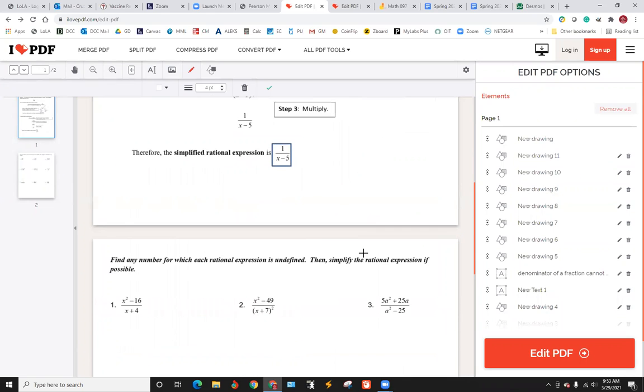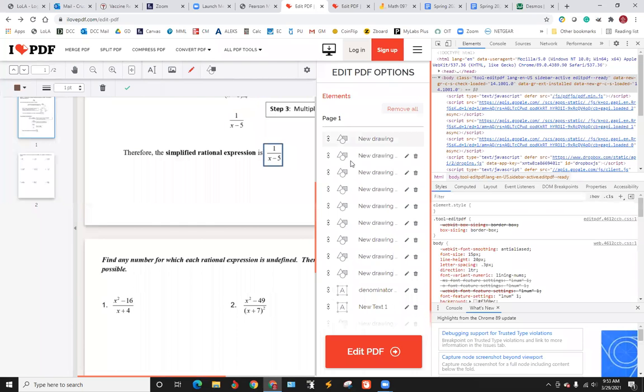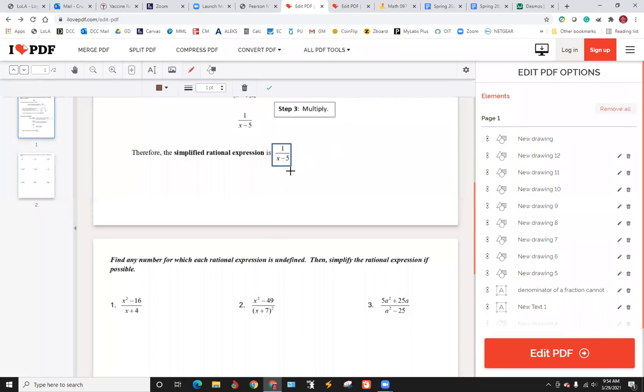All right, well, I'm going to give you a couple of minutes to work on that first one. The numerator is all you need to factor. Go ahead and factor that numerator and see if you can simplify it.